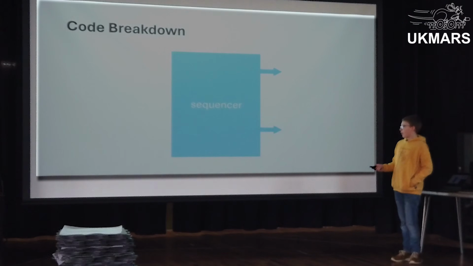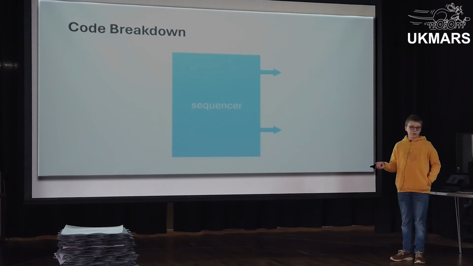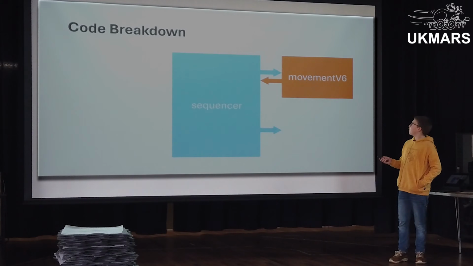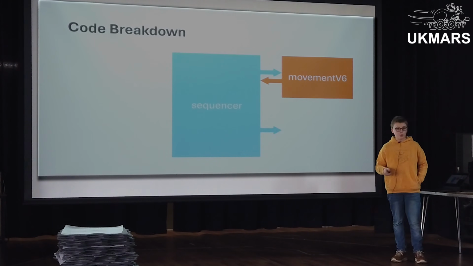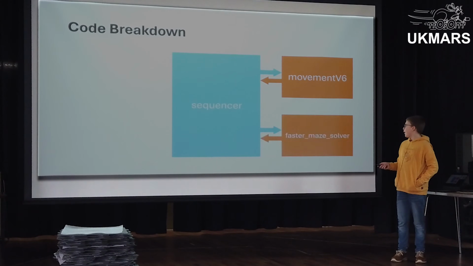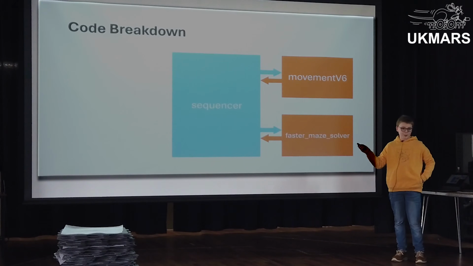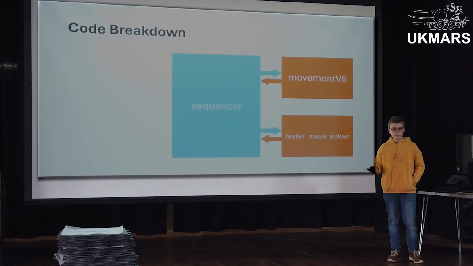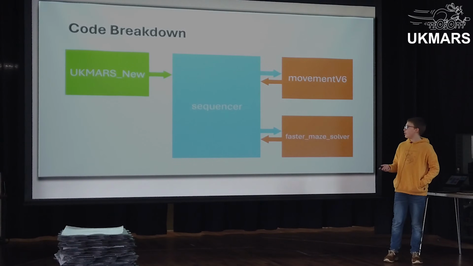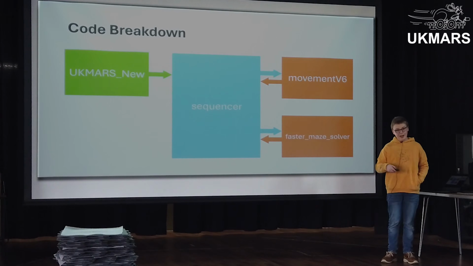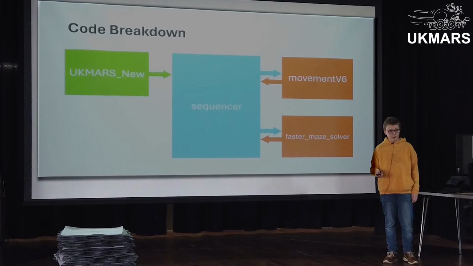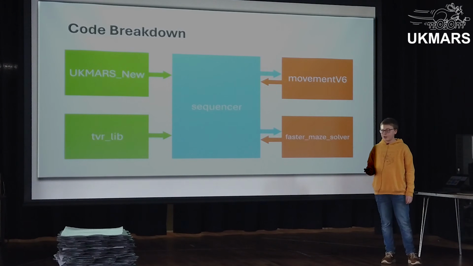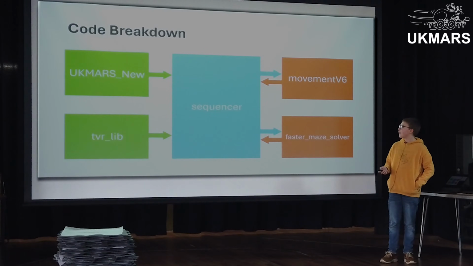So I've got a code breakdown. We have a program called Sequencer, which is our main code, and that controls all the other codes. We have a movement code, which is in charge of all the movement of the robot. And we have the solver, and all the programs talk to each other by passing instructions through functions. Then we have UKMARS New, which allows us to access the inputs and outputs of the bot in an easy way. And we have TVRlib, which allows us to use the 5-volt connector.